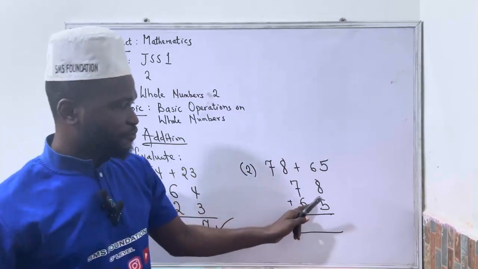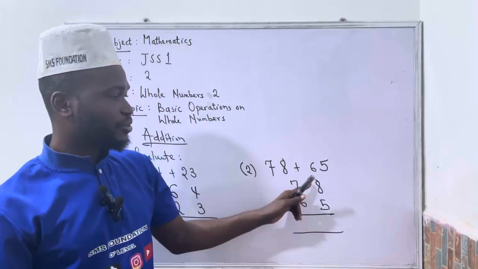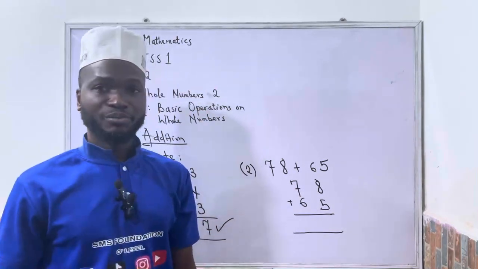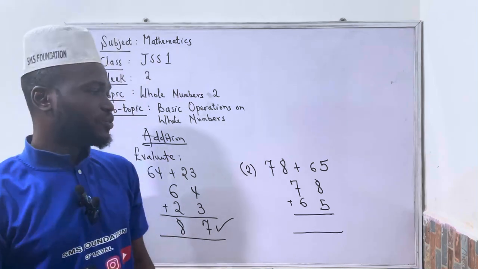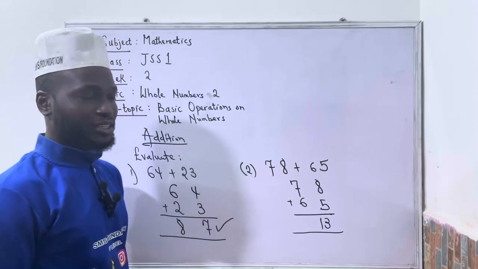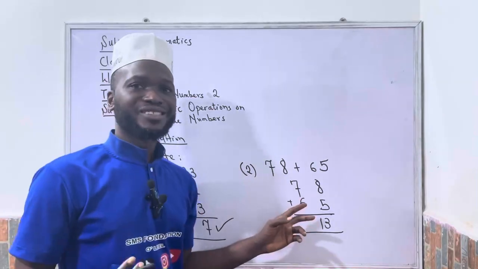Good. 5 plus 8. So that means I want to increase 8 by 5 units. So what does that give me? That will give me 13. So now I cannot write 13 here. I will be wrong. So we are dealing with base 10 here.